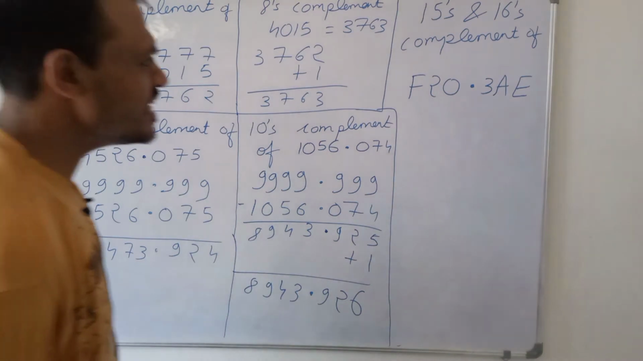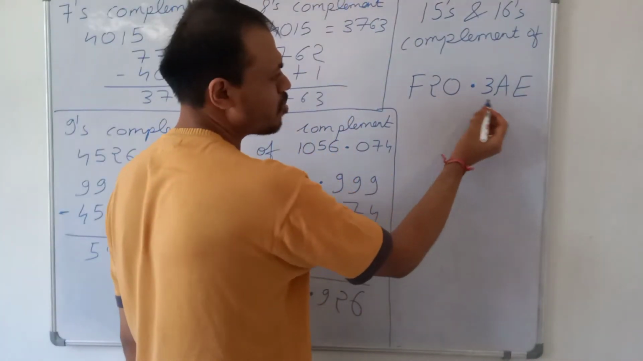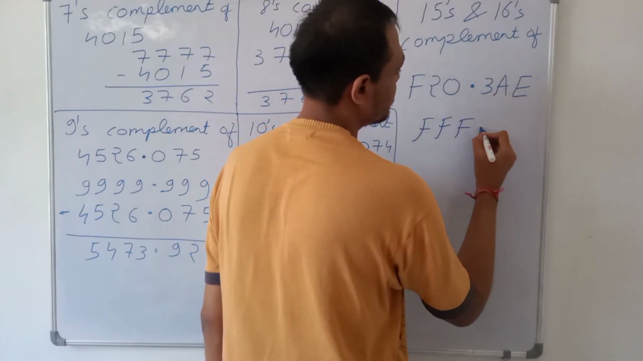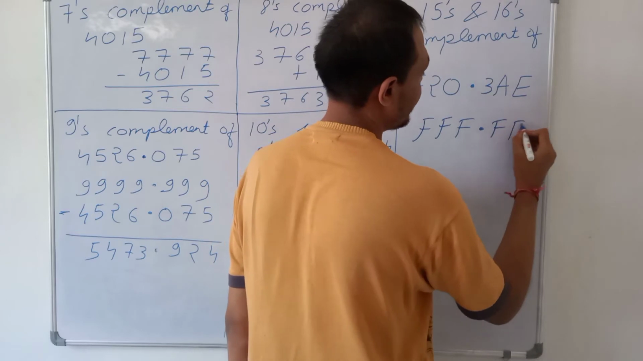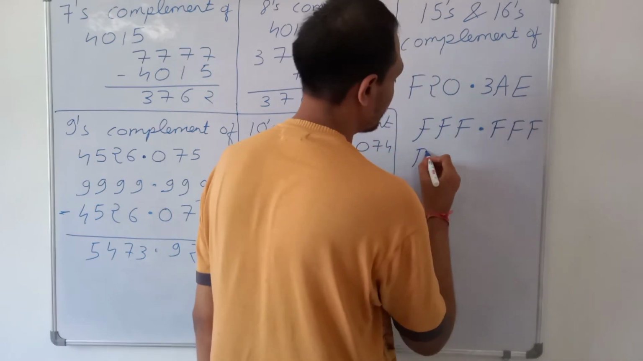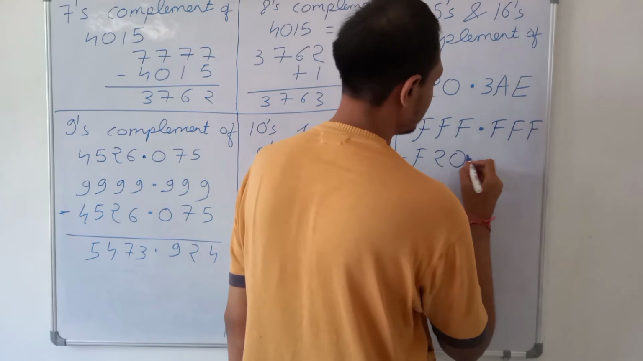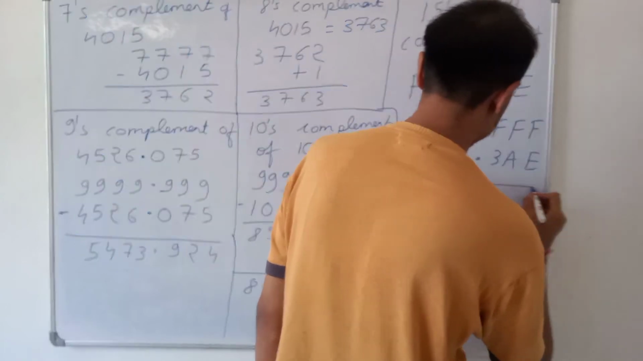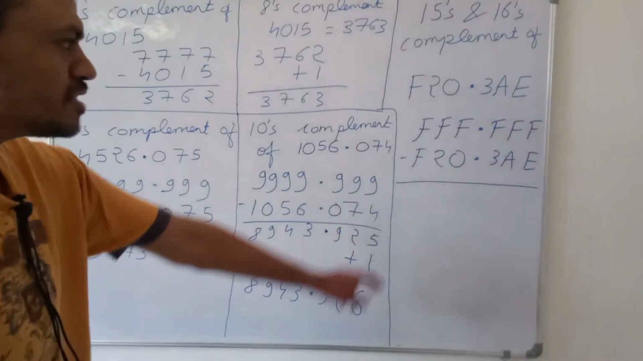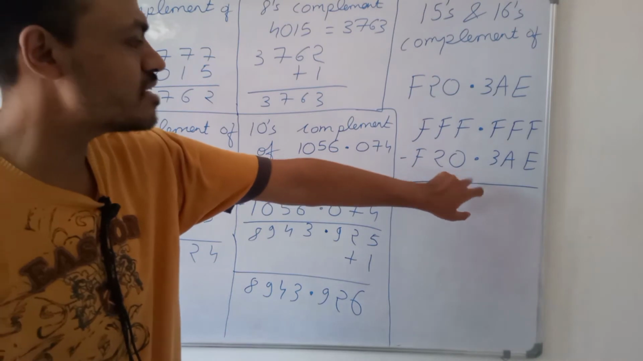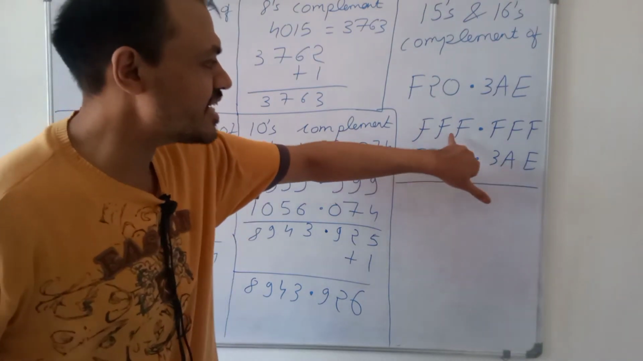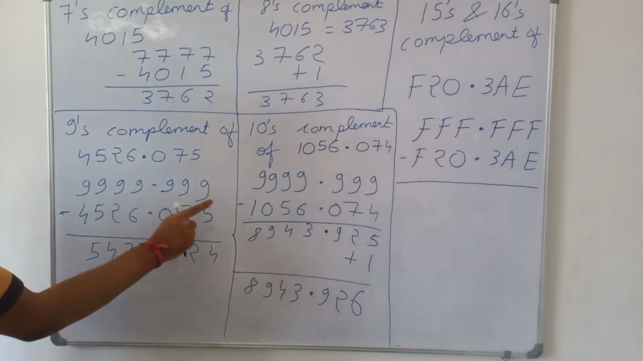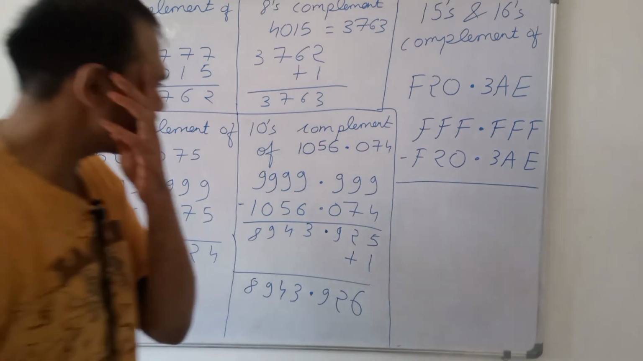Now we have to find the 15th and 16th complement of F20.3AE. So just subtract it from F. We have to use as many digits as there are here. So there are 6 digits, so I have written F 6 times. Earlier there were 7 digits, so I wrote 9 7 times. So this way we have to do it.